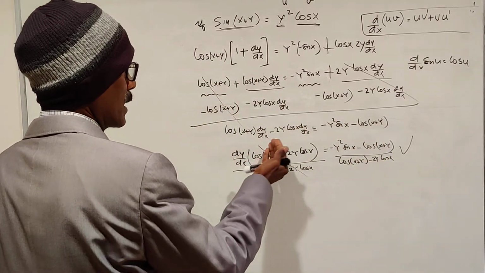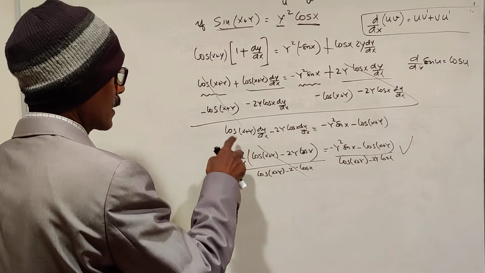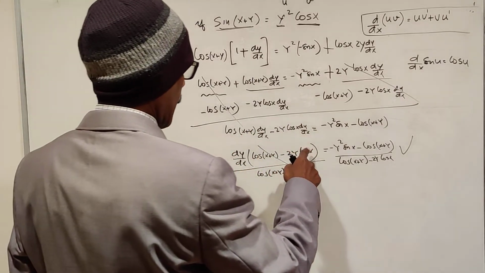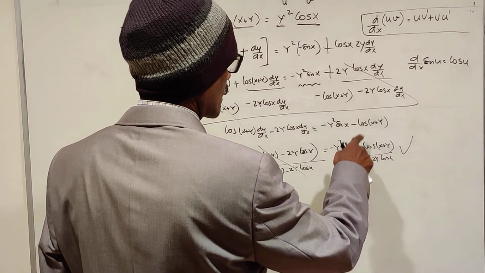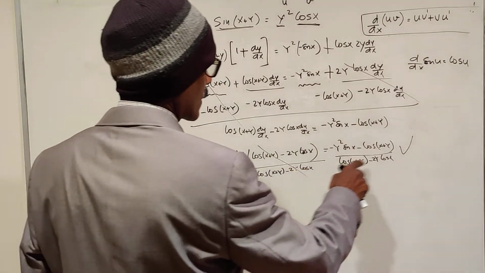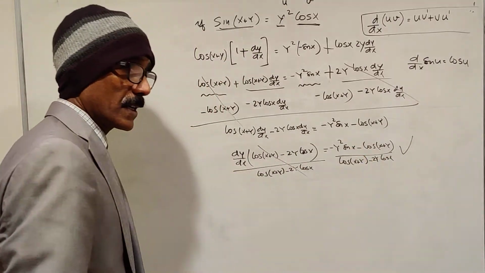Then when you take out dy by dx as a common factor, cos(x + y) minus 2y cos x, equals minus y square sin x minus cos(x + y). Then dividing throughout by cos(x + y) minus 2y cos x. So this is the answer. Okay guys?